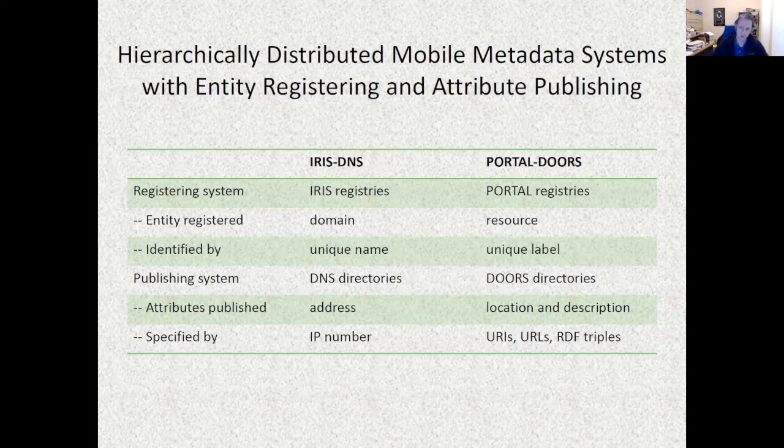And in the Portal Doors analogy, we're proposing and implementing this analogy whereby we are trying to apply it to the semantic web. So instead of IP address numbers, we're going to be using globally unique URIs or URLs, and also using RDF triples. But fundamentally, the overall analogy holds true in terms of the HDMM architectural style.